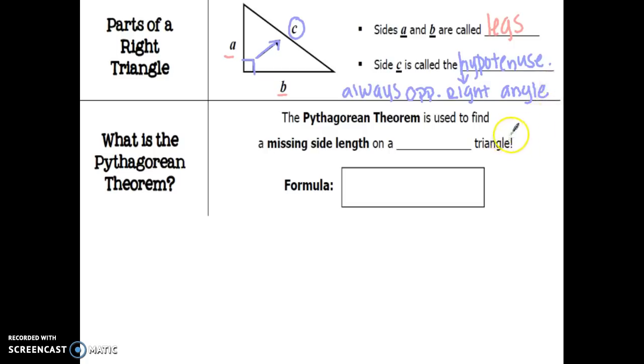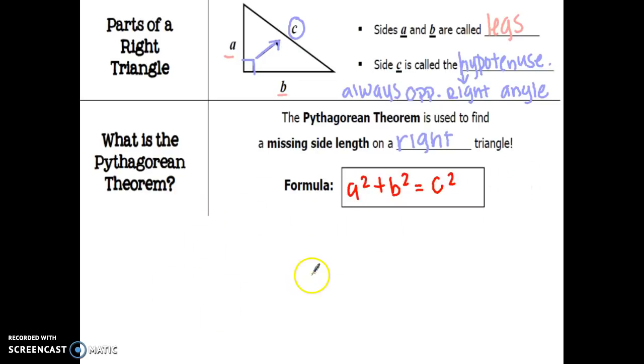And so the Pythagorean theorem is used to find a missing side length on a right triangle. And our equation for that, and it's something you should have seen before, is a squared plus b squared is equal to c squared.